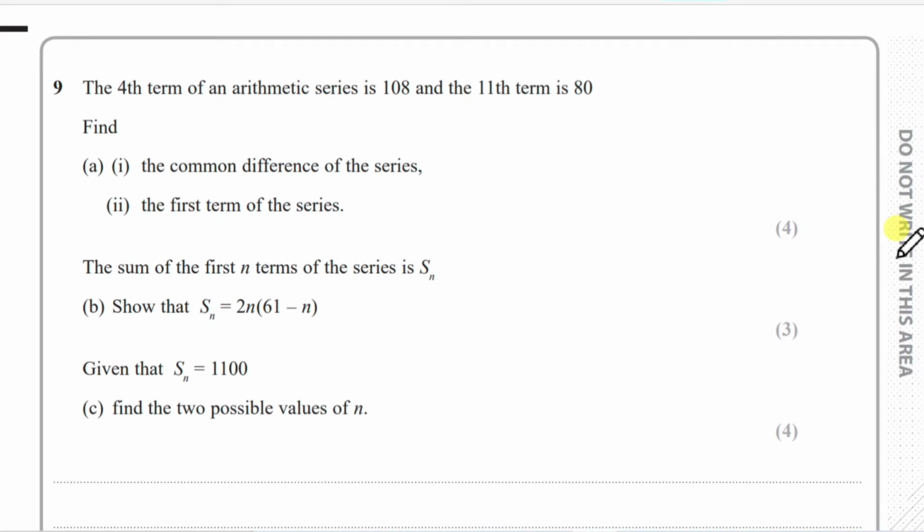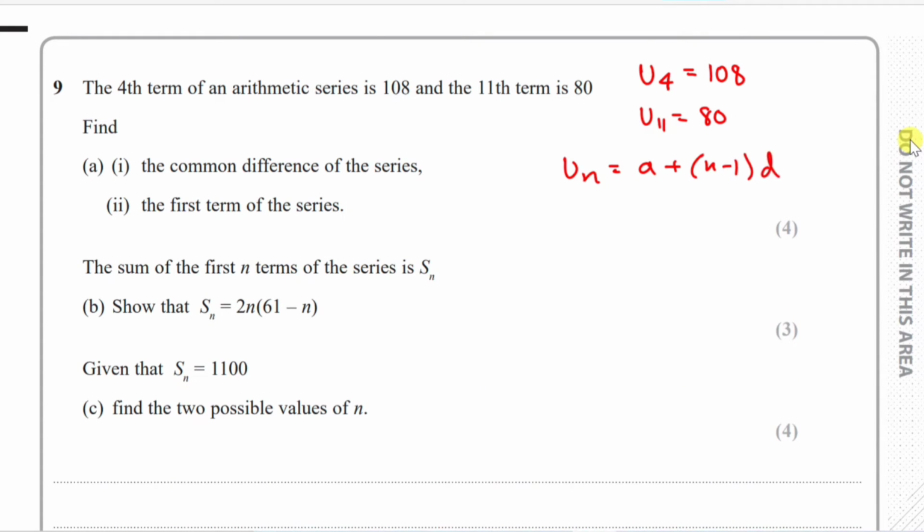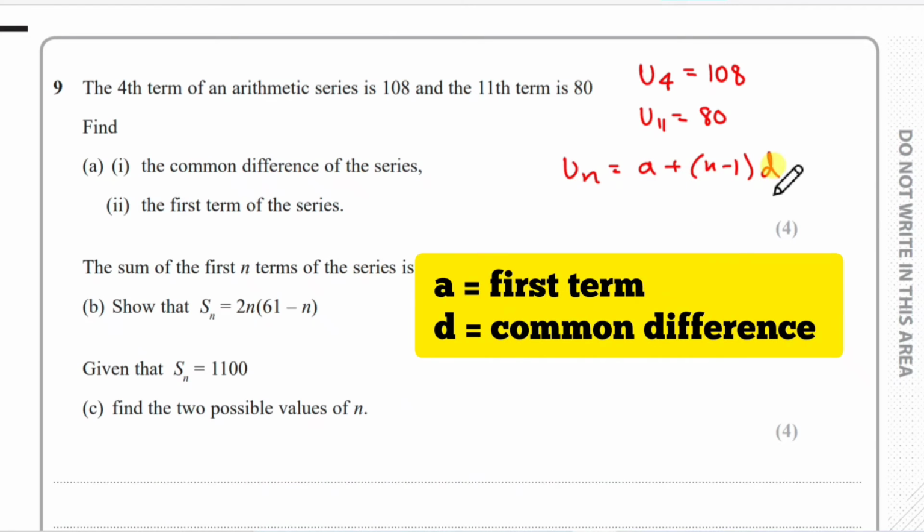Okay, here we go, question 9. So the fourth term of an arithmetic series is 108 and the 11th term is 80. So let's note this down. So this means that U4 is 108 and U11 is 80. And just remember the general Un formula is always a plus n minus 1 times d, where a is the first term and d is a common difference, yeah? And n is just your position.